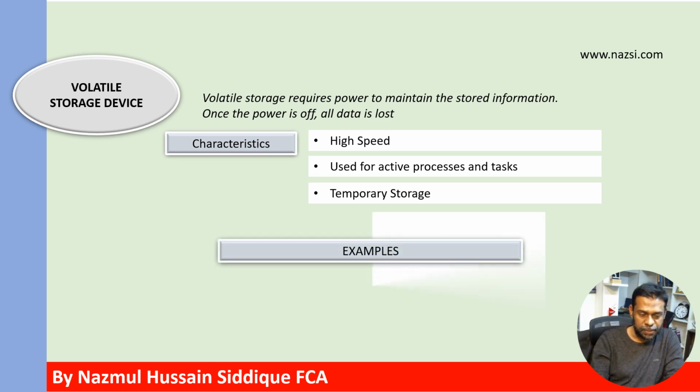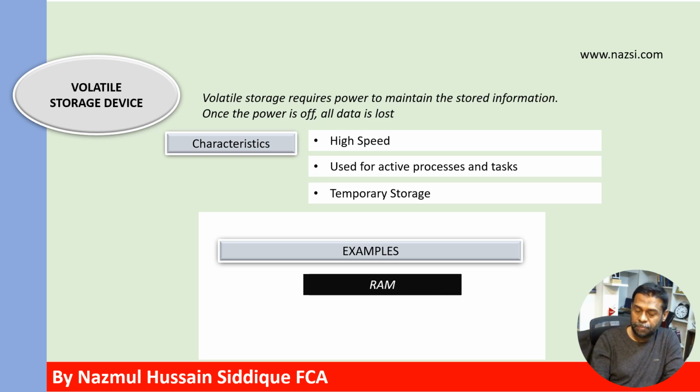Now the examples of volatile storage devices: RAM, random access memory, is a volatile storage device. Cache memory is a volatile storage device.